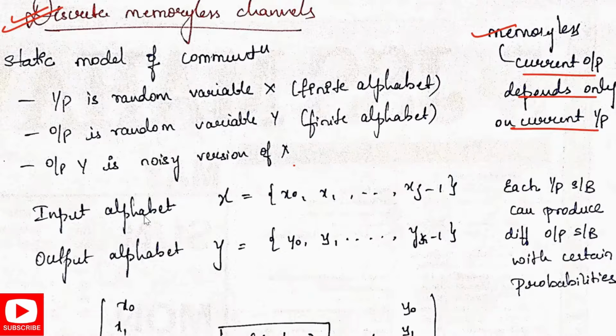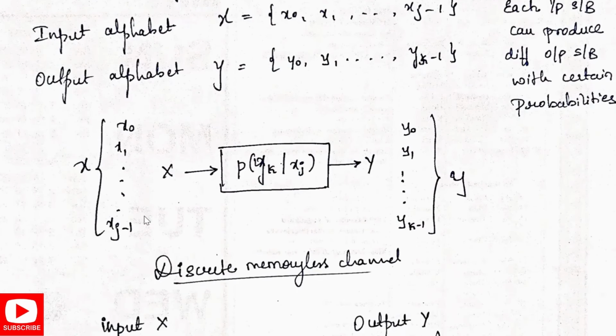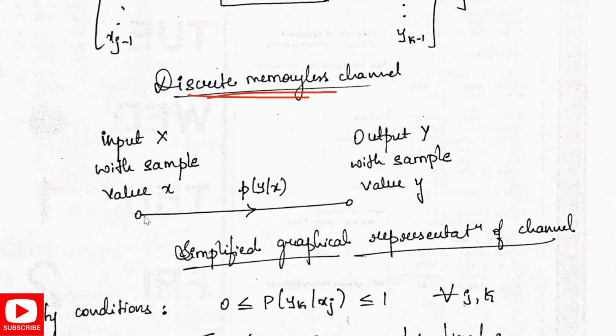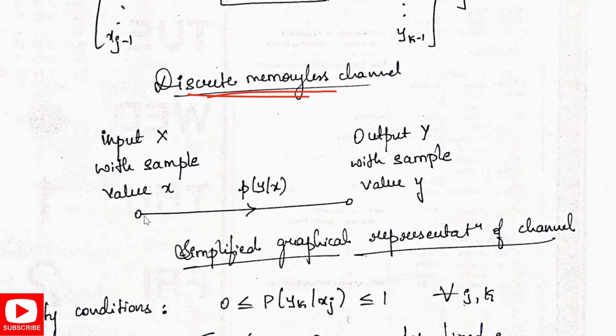So let us consider an input alphabet X, x0 to xJ minus 1, and an output alphabet Y, that is y0 to yK minus 1. Here each input symbol can produce a different output symbol with certain probabilities. This is how you can represent the discrete memoryless channel: you send the input through the channel with a probability, and you get an output. You can observe input X with sample x, and output Y with sample y. This is a simple graphical representation of the discrete memoryless channel.